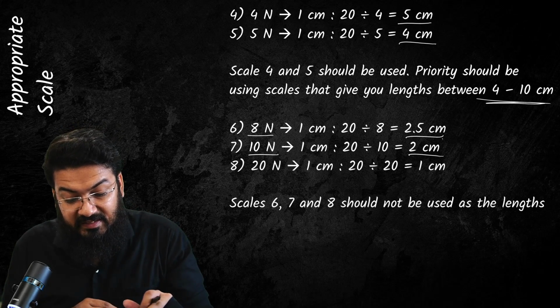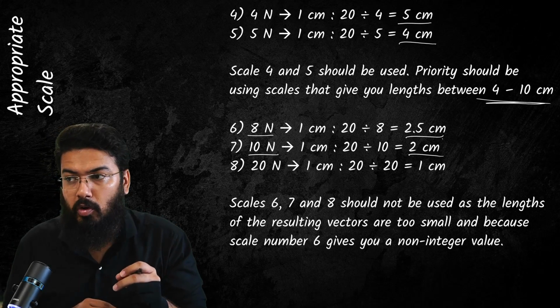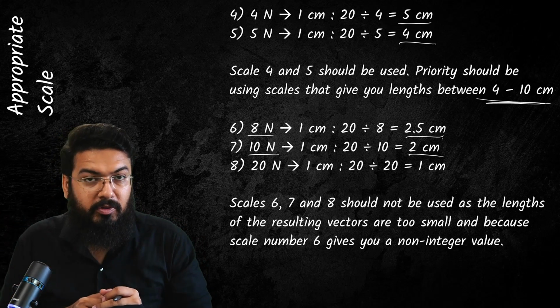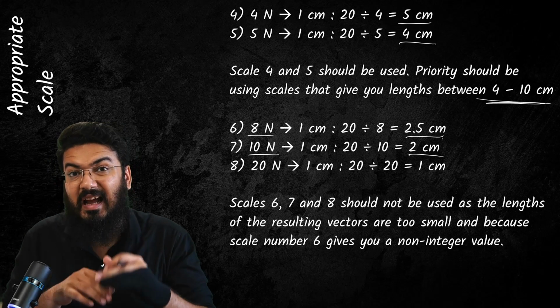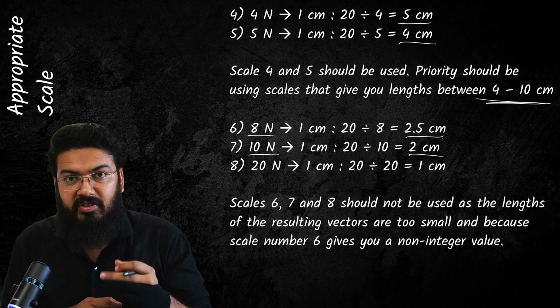Why? Because the lengths are too small and you won't be able to draw an accurate diagram, or even if there's a small error, it's going to give you a very big problem. All right, so this is how you're going to choose an appropriate scale to draw a vector on a piece of paper.